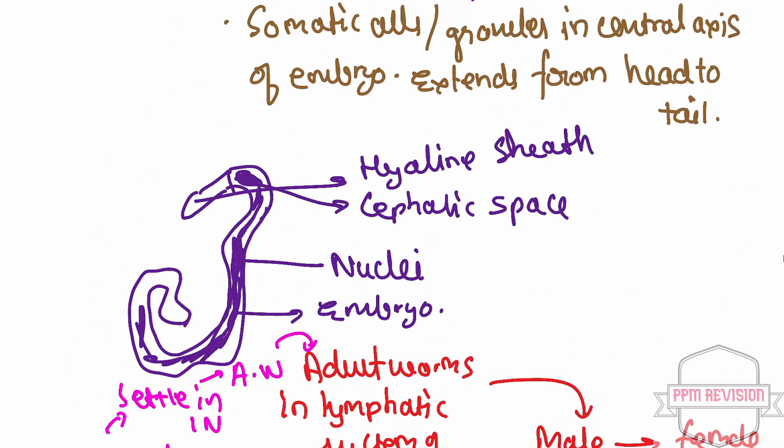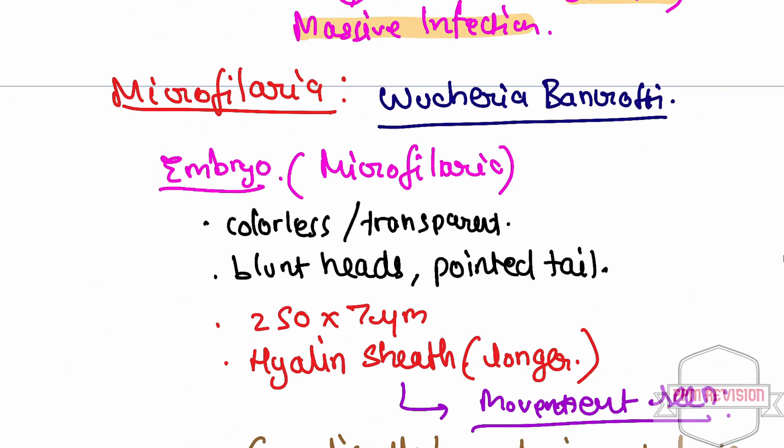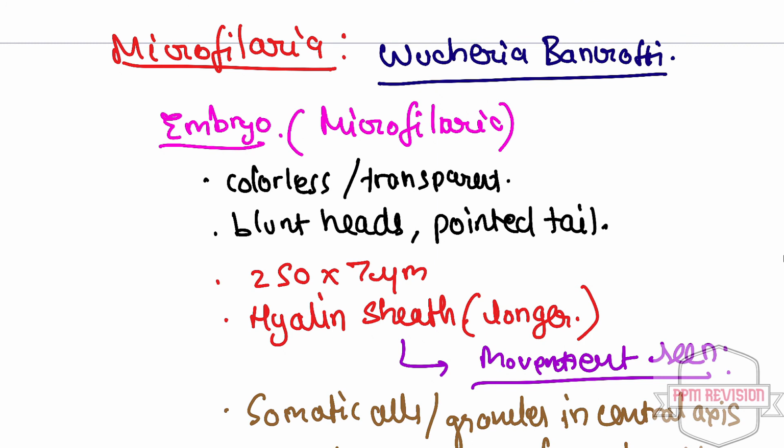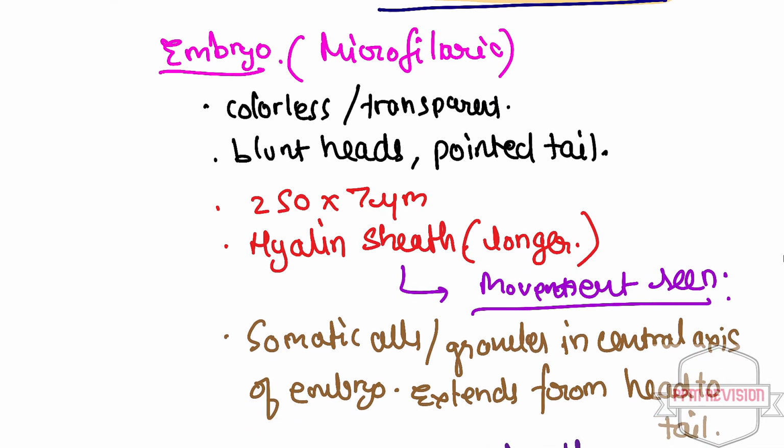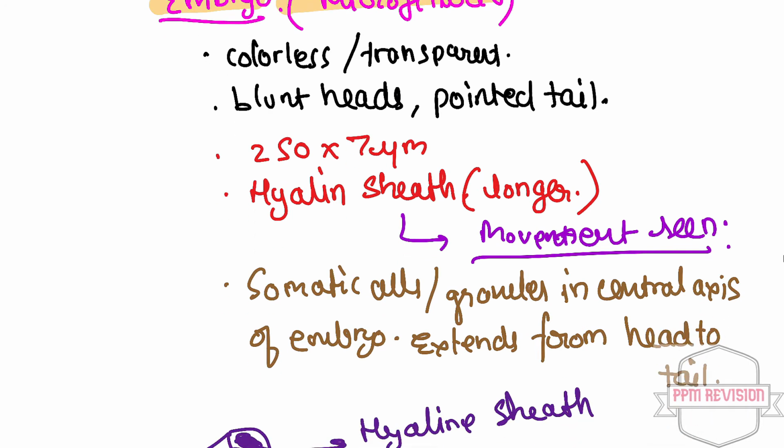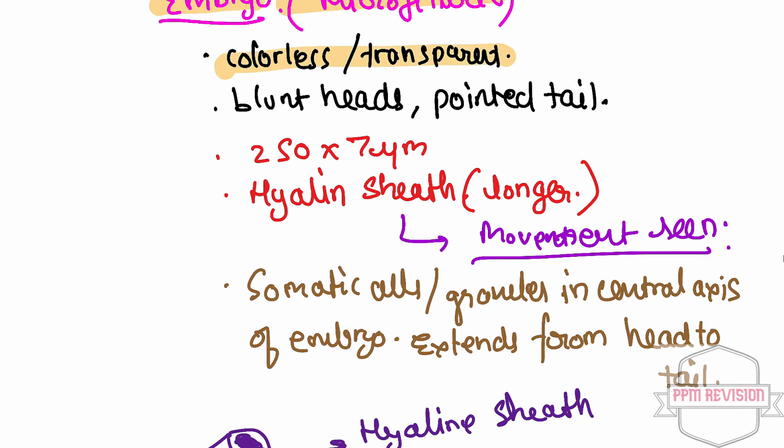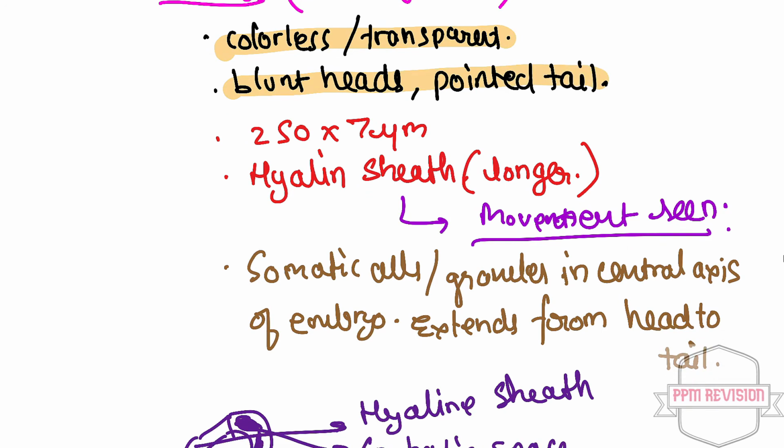Now quickly recapping, the microfilaria is also known as Wuchereria bancrofti. The Wuchereria bancrofti shows presence of microfilaria. The embryonal stage is nothing but microfilaria. It is colorless and transparent. The blunt head and pointed tail are present.